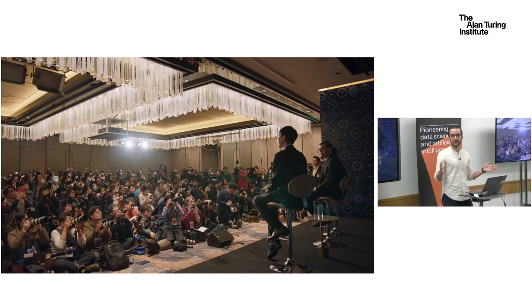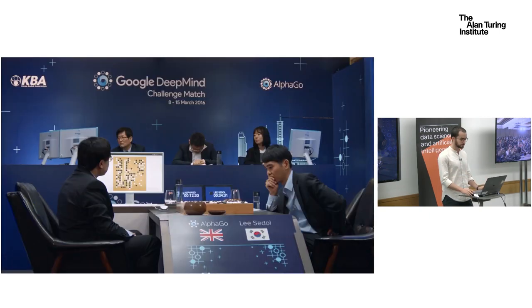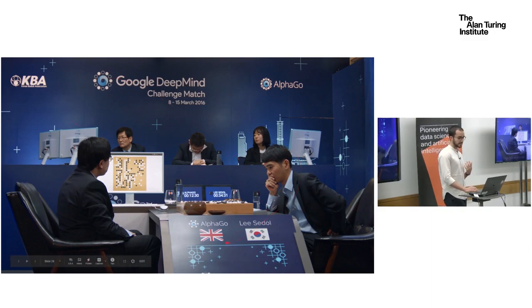And the games last about 5 hours, if I remember correctly. So there's five games that are played. And this is what the game actually looks like in real life. So you have Lee Sedol on the right, and AlphaGo is being operated by my colleague Aja. So this is the computer saying, this is where I want to place the next stone, and Aja actually places the next stone.